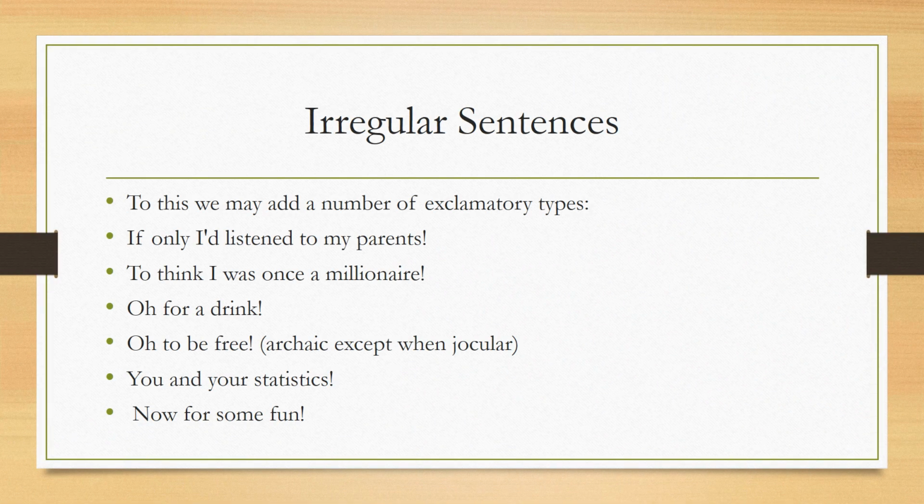Another example of irregular sentences are the exclamatory sentences, like, if only I'd listened to my parents. To think I was once a millionaire. Oh, for a drink. Oh, to be free. You and your statistics. Now for some fun. These are exclamatory sentences, yet they do not have the correct structure of the exclamatory sentences that we have studied.